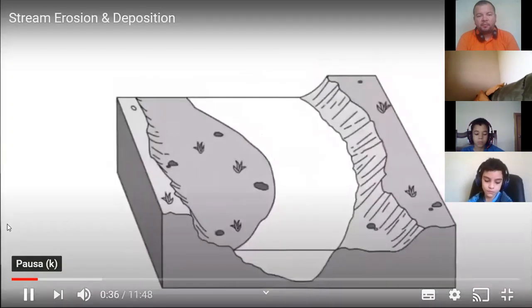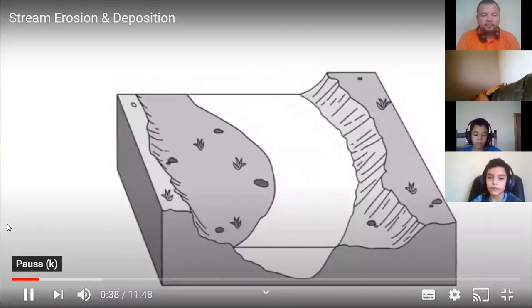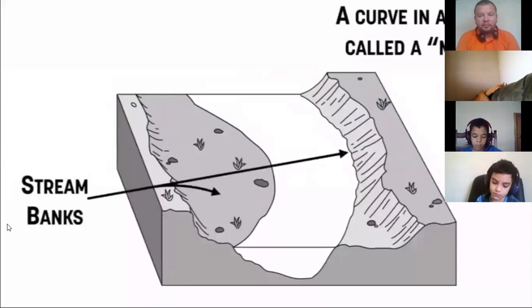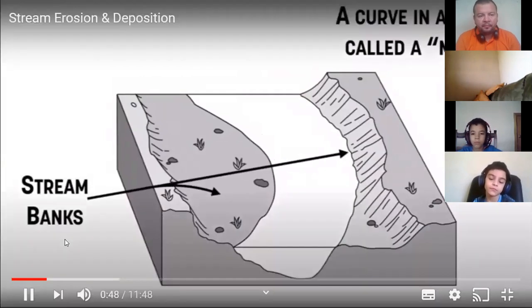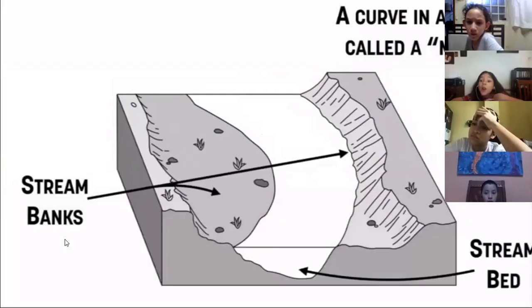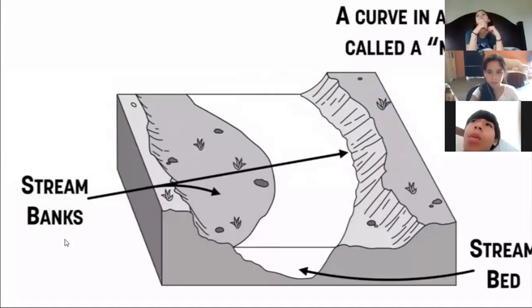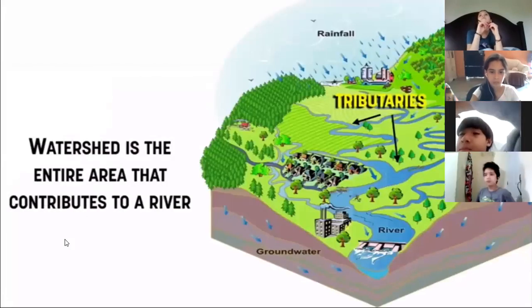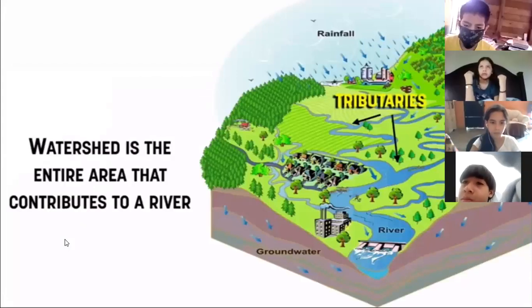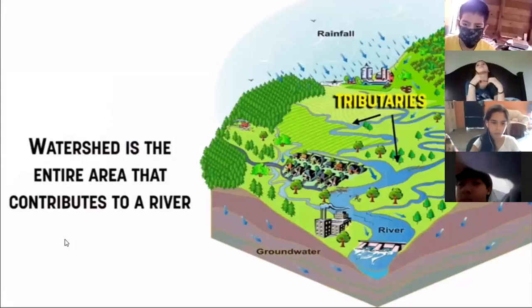But the general anatomy of a stream looks something like this. You have stream banks on either side. Those are the sides of the river. Any curve in the river is actually called a meander. And the base, the actual floor, the bottom of the river is called the stream bed. And if I were to look at all of the tributaries, those are the individual river systems that feed into one major river, we call that a watershed. That's the entire area that contributes to a river.